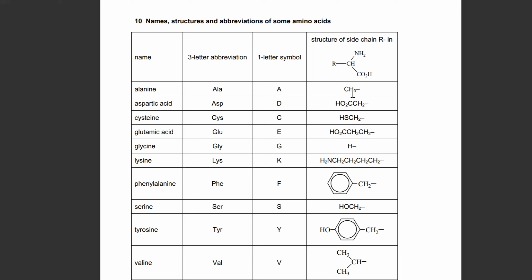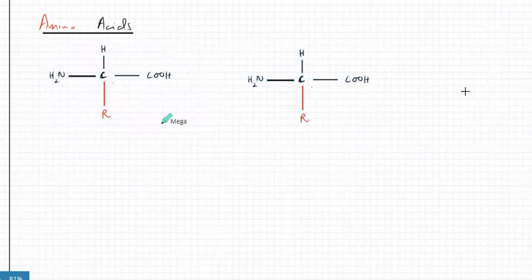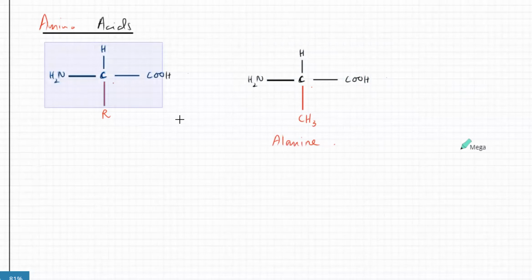So you've got alanine. In alanine, the R group is CH3. Alanine is known by its 3-letter abbreviation, which is ALA, or its 1-letter symbol, which is A. Let's draw alanine. The R group is CH3, so I'll copy this and change what R stands for to CH3. That's my alanine amino acid. Similarly, I can change that to an aspartic acid molecule. That's another amino acid.